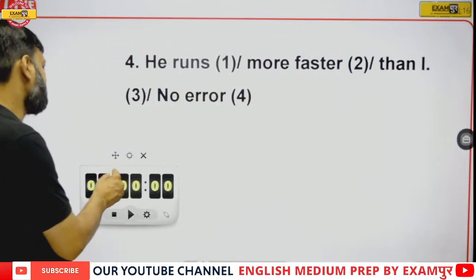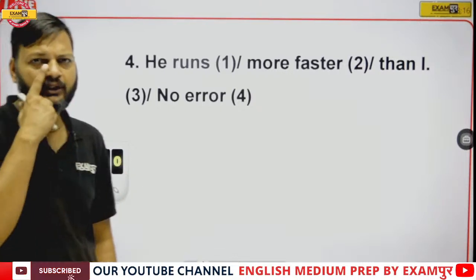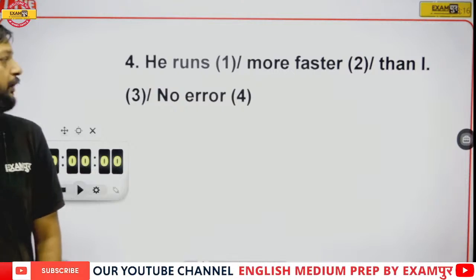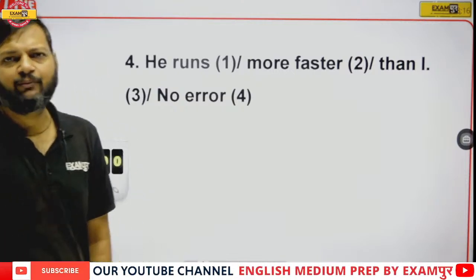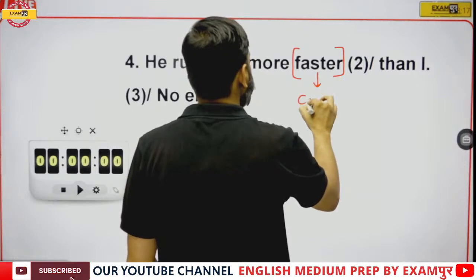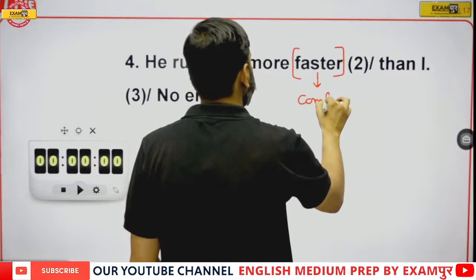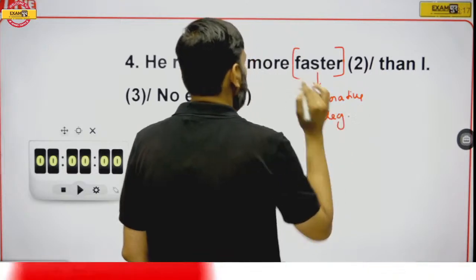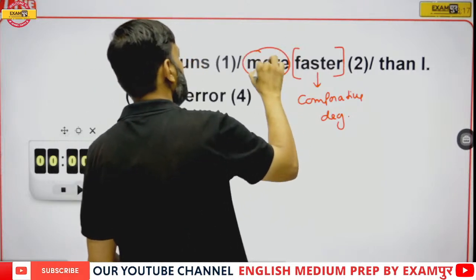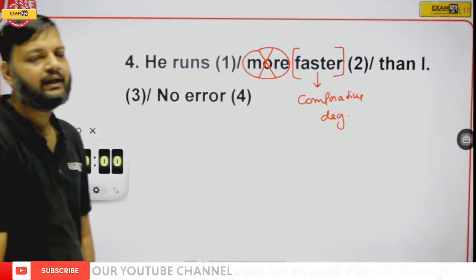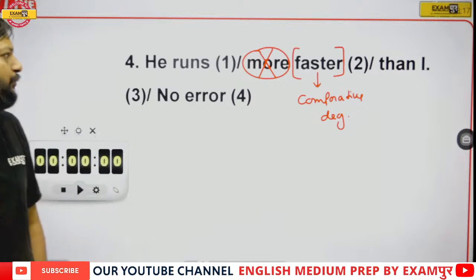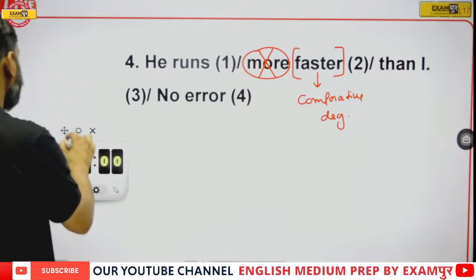The next one. He runs more faster. I don't think a timer is needed in this question because it is very easy and a basic one. I would not waste time on this question. Here we have faster, and faster itself is a comparative degree. So there is no need to use more. More will be omitted from here. Okay. One more thing I would like to tell you.